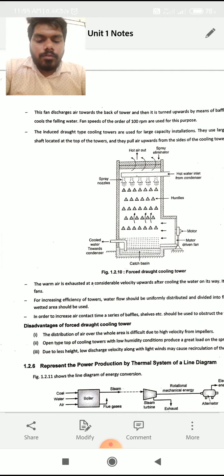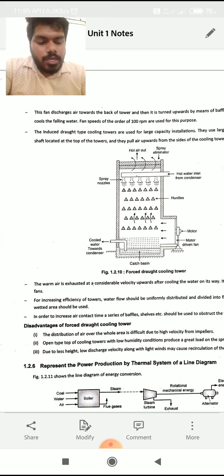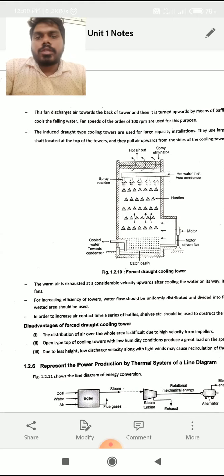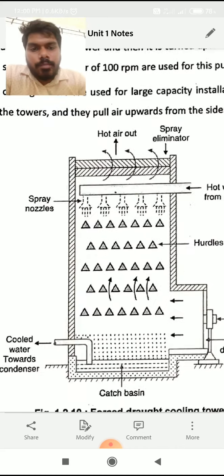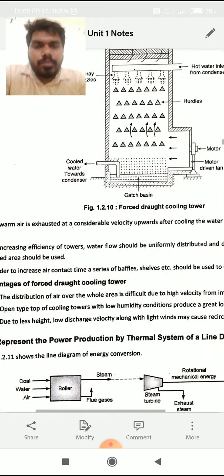Water flow should be uniformly distributed and divided into fine droplets. So the water flow should be equally distributed along the area, in order to increase the area of contact. For this, baffles and shelves are provided to obstruct the flow of air. These baffles or hurdles are used for equal distribution of air.